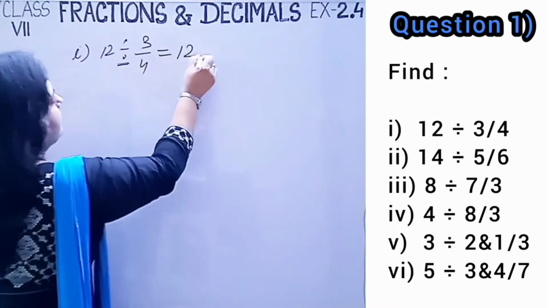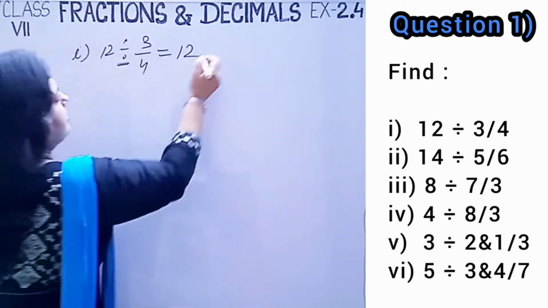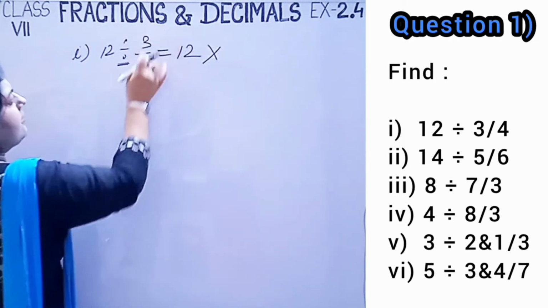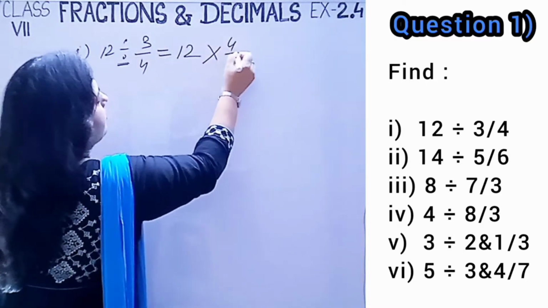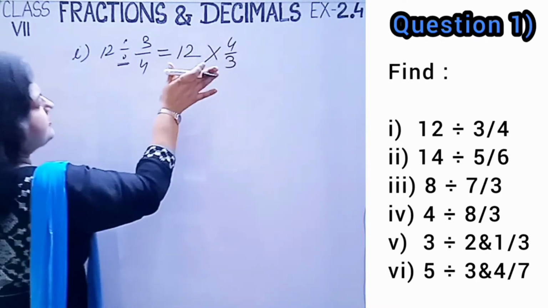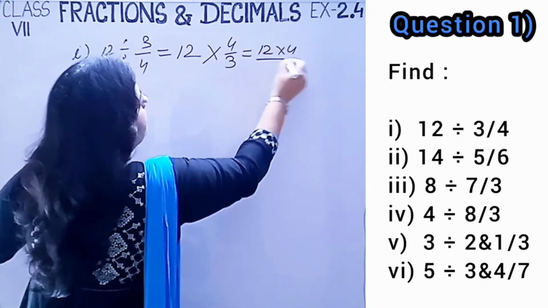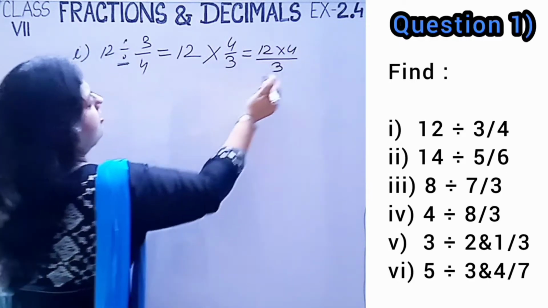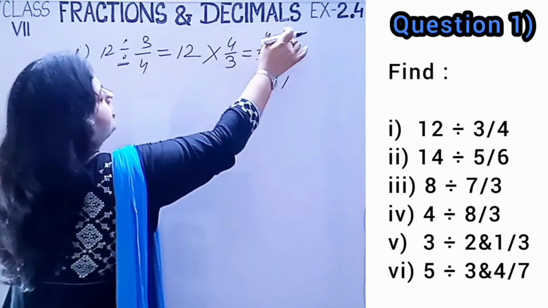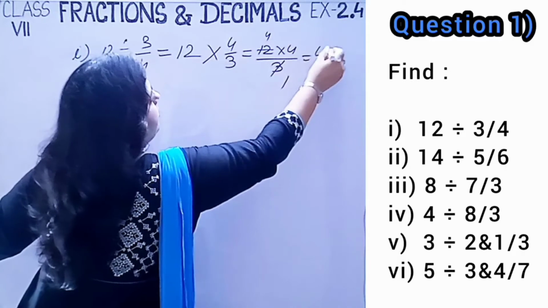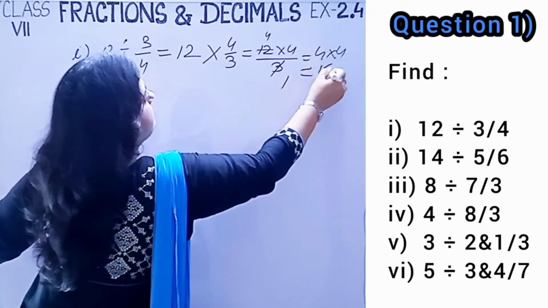So 12, we have division sign. It will become multiplication here. 3 by 4 we have. It will become 4 upon 3. This is the first step. Second, 12 into 4 by 3. Now, 3 ones are 3, 3 fours are 12. We got 4 into 4. And after multiplying, we get 16.